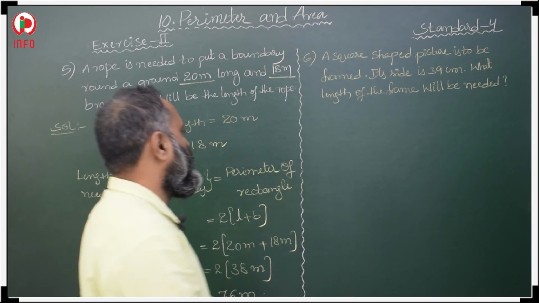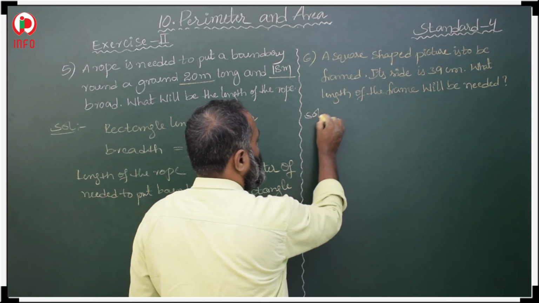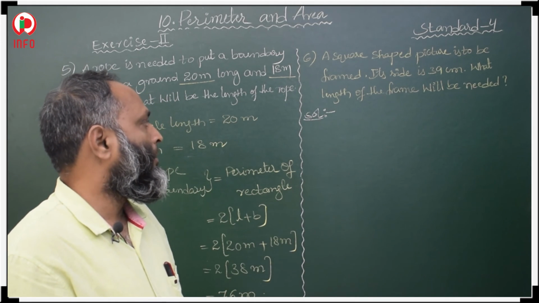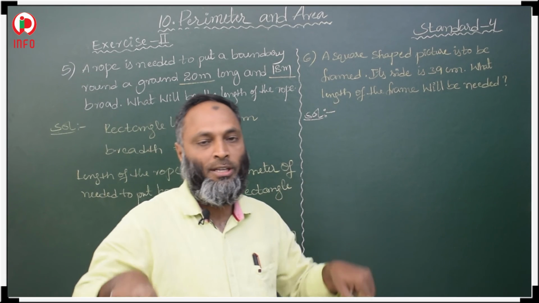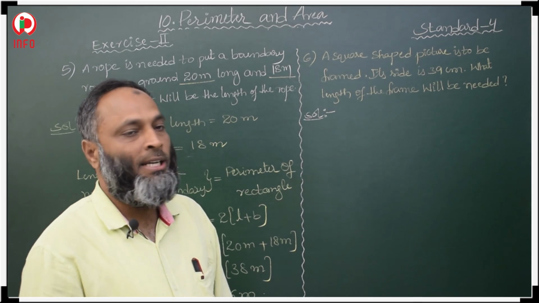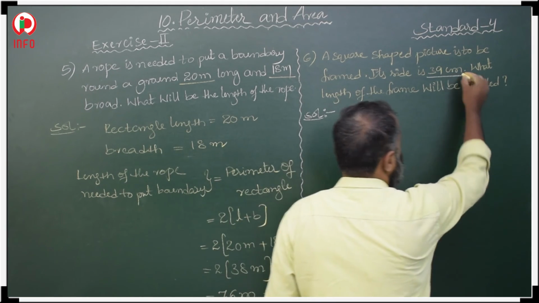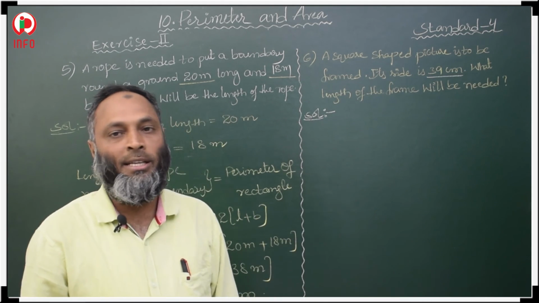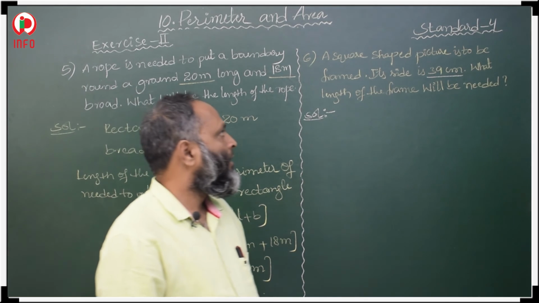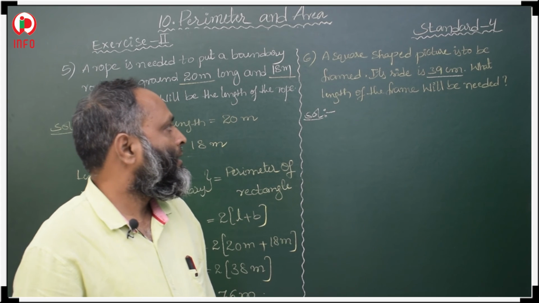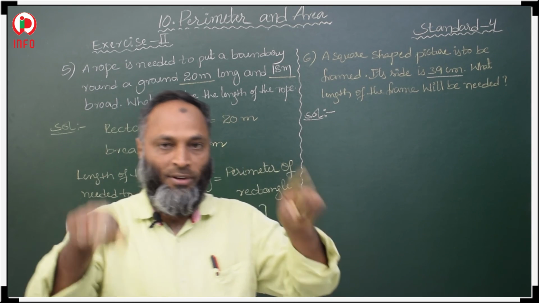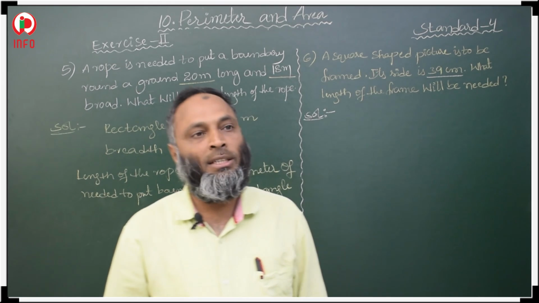Okay. Now the next: a square shaped picture is to be framed. So that square type picture is kept in a frame. Its side is 39 centimeters. That frame side is 39 centimeters. What length of the frame will be needed? Total length of the frame he is asking.